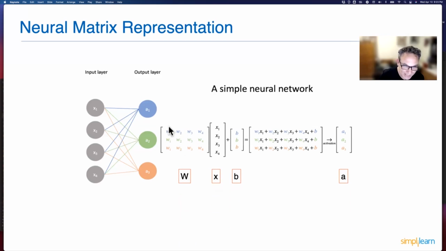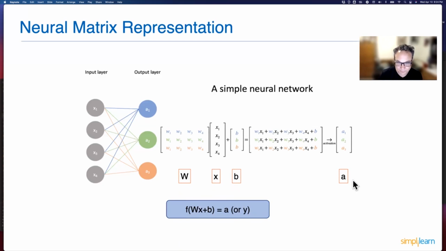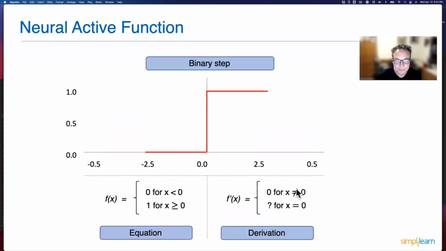And then we say this is our weight, our W. This is our X matrix. This is our bias matrix. And here, through activation, we get our output. And this is how you'd write it as a function. F of Wx plus B equals A. And then sometimes you write this as Y, because Y is an output. But in this case, we wrote it as A. Okay, so that activation function.